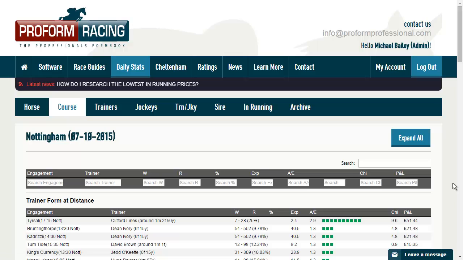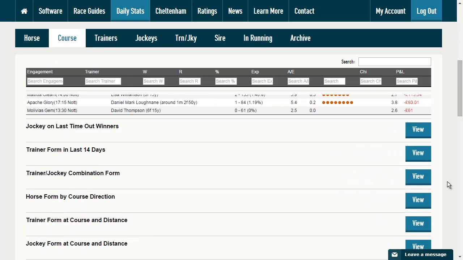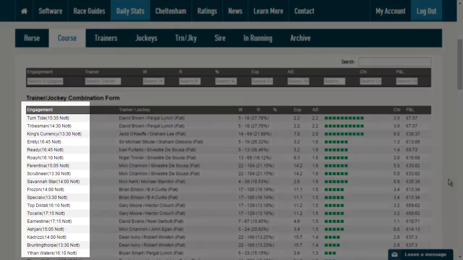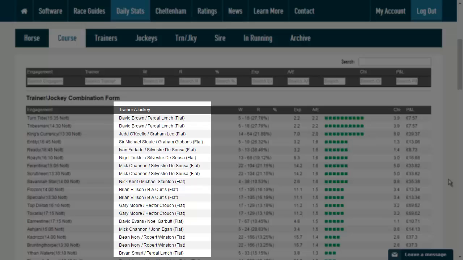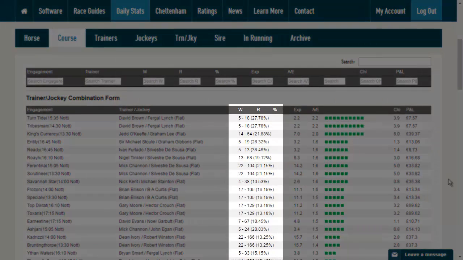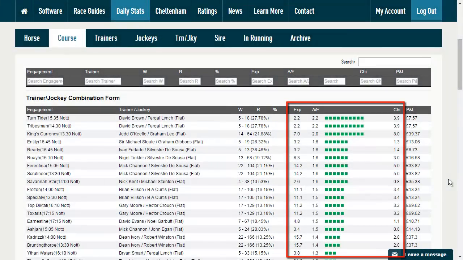Let's now spend a moment to explain the columns and numbers on the screen. The statistics category is described here. And this column describes each horse's name and engagement, i.e. the race the horse has entered in. This column describes the trainer, jockey, horse or sire identified by the statistic, and further information can be found between the brackets. These columns describe wins, runs, and strike rate. These columns require a little explanation.